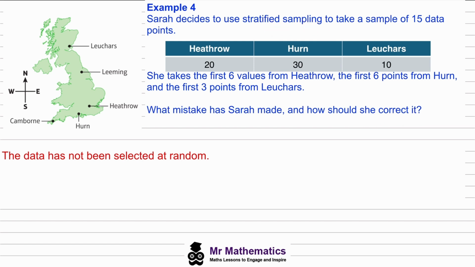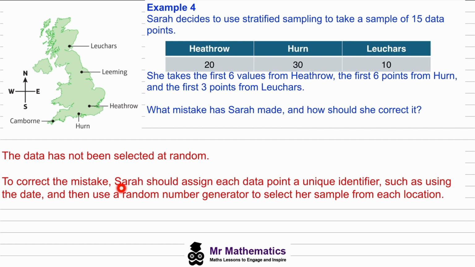How could she correct this? Well, to correct the mistake, Sarah should assign each data point a unique identifier, such as using the date, and then use a random number generator to select her sample from each location. Okay? Well, I hope that's given you an idea on the type of questions you could expect for a large data set.